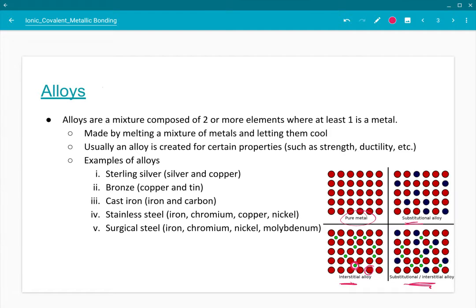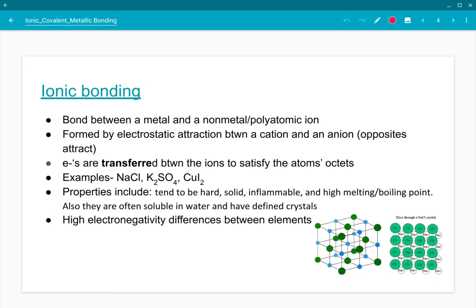Bronze is a mixture of copper and tin. It's used for looks, like for art. Cast iron is used in cooking. It's a mixture of iron and carbon. If you think about cooking, you can see why that would be useful and how you can throw it into the oven. Stainless steel is a mixture of iron, chromium, copper, and nickel, and you want that to be super strong. Surgical steel is a very similar mixture as above, but now we've added molybdenum. Again, that helps us have really sharp instruments and make things sterile.